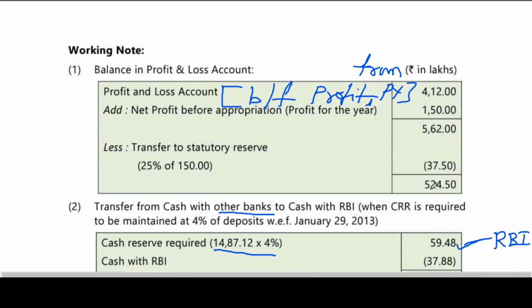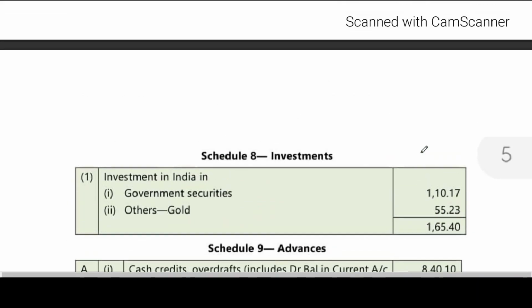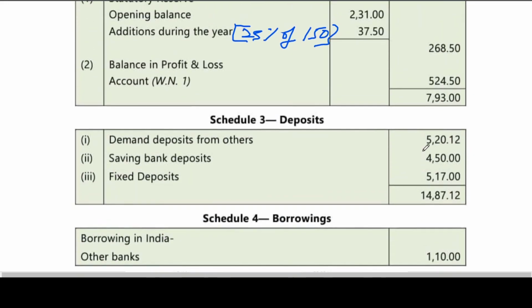This one. The statutory reserve we are deducting from the profit and loss account balance. But the statutory reserve is added to the existing statutory reserve. It will be deducted from current year profit in the P&L account, and it will be added to reserves and surplus under statutory reserve. That is why 37.50 has been added.